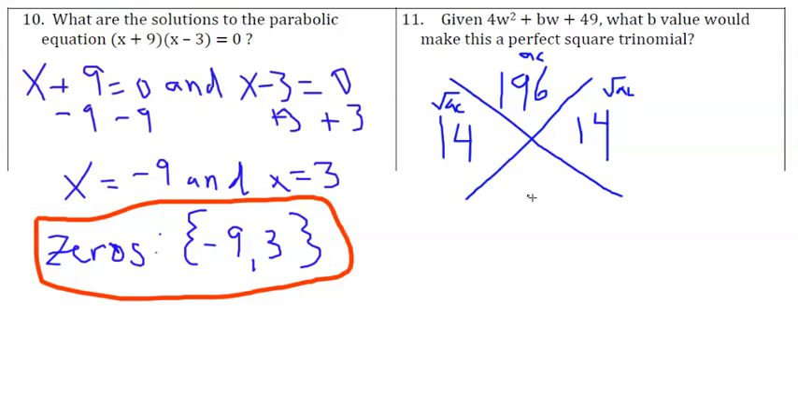Now, to get B, we just add these two numbers together. 14 plus 14 is 28. So B equals a positive 28.